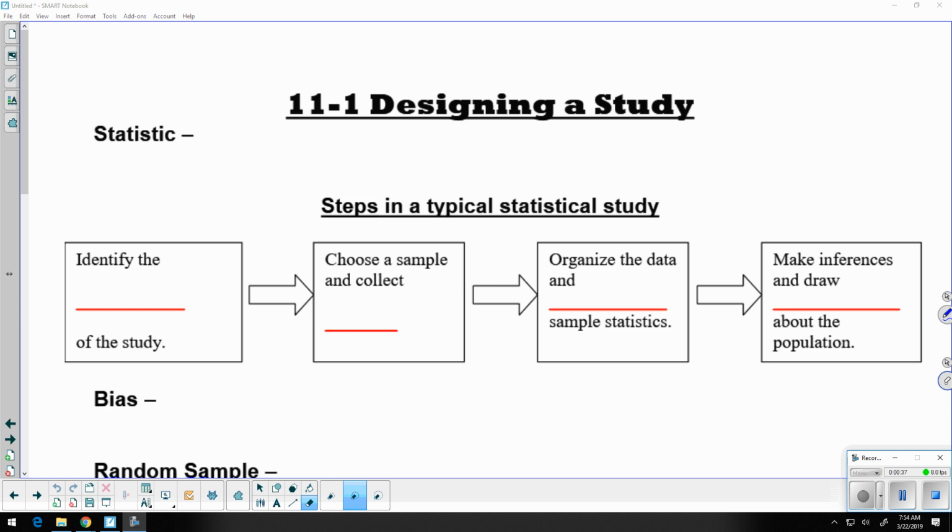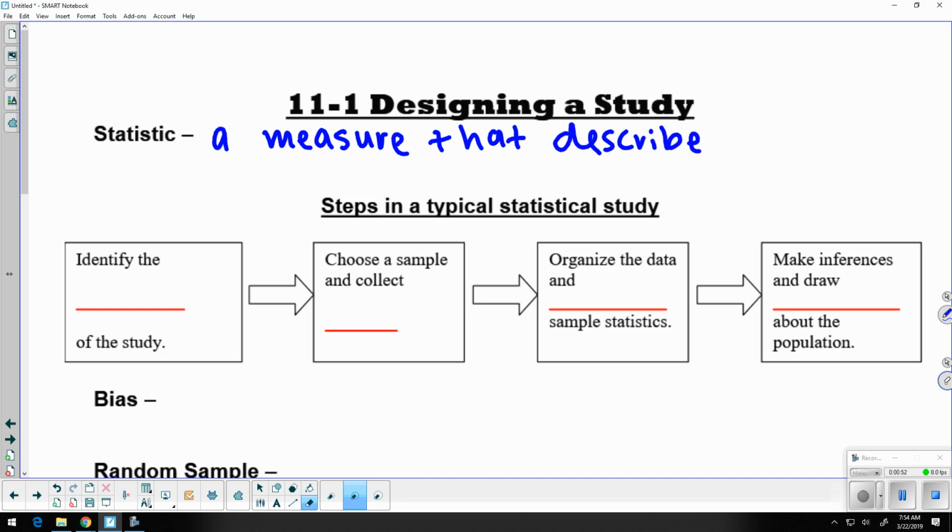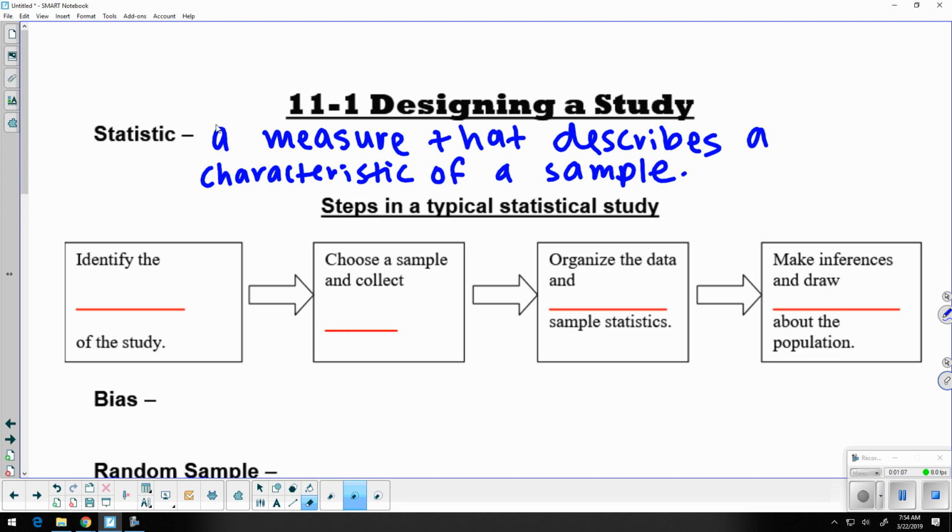Let me walk you through what a statistic is at the top. The definition of a statistic is that it's a measure that describes a characteristic of a sample. And these are the steps now. So going straight across, a little flow chart, the steps in a typical statistical study.